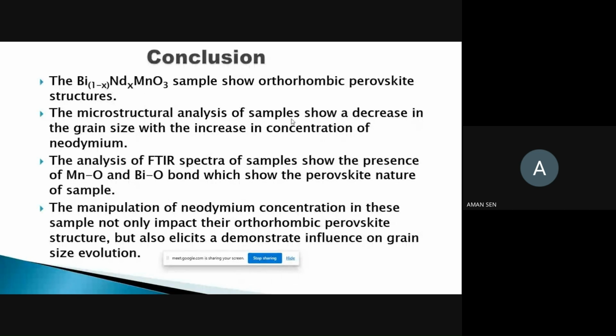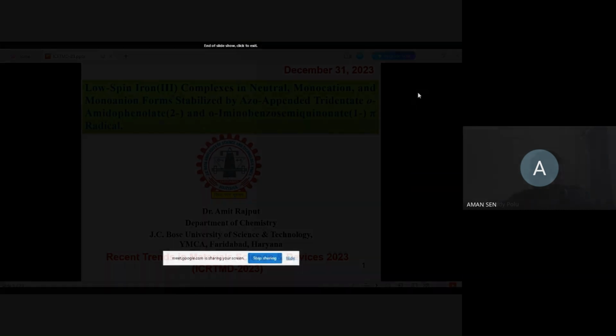The conclusion of this paper is that our sample has shown an orthorhombic perovskite structure, and the microstructure analysis of the sample shows a decrease in the grain size with the increase in the concentration of neodymium. From the FTIR spectra, we have observed Mn-O and Bi-O bonds, which show the perovskite nature of the sample. Therefore, with the neodymium substitution, the average grain size of our sample decreases, and there is an impact on its structural properties. So thank you.